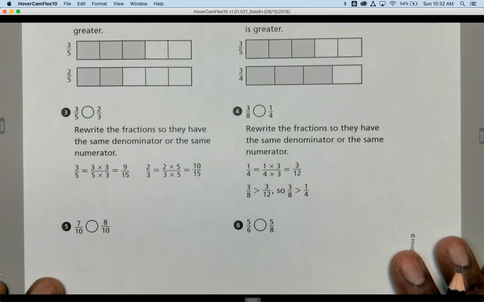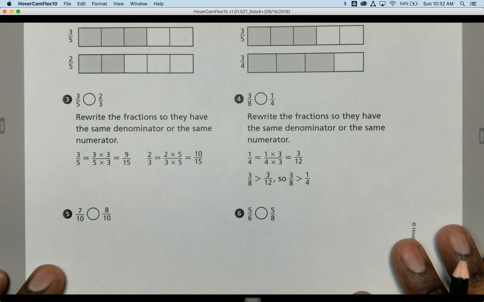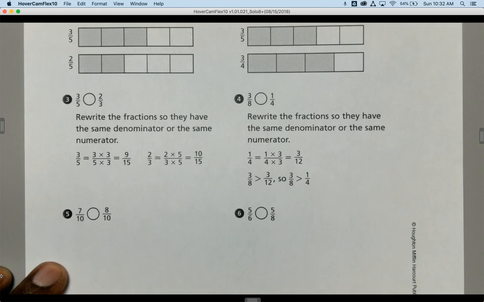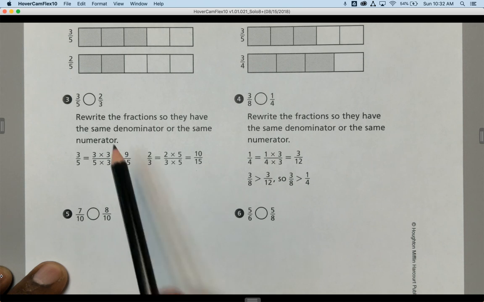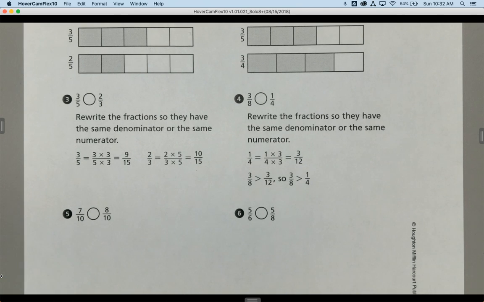Let's look at the next couple. Number 3, we're comparing 3/5 and 2/3. Look at the text. The text says rewrite the fractions so they have the same denominator or the same numerator. Here's where I'm going to say I partially agree.